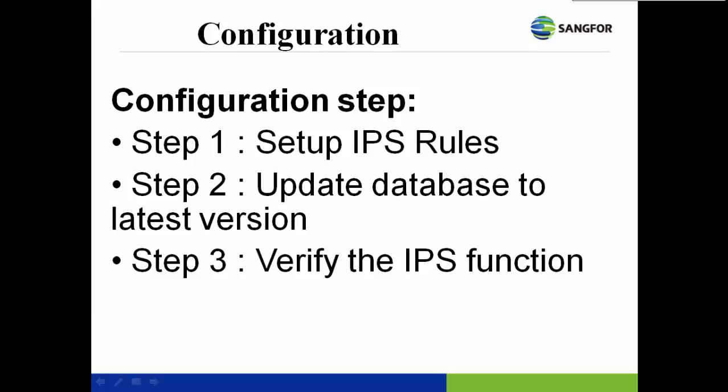Here we go for the three simple steps to configure the IPS. Basically, step one is to simply add the IPS rule with the zone and the involved IP group. The second step is to validate whether the database is the latest version or not, and also the IPS license. The last step is to launch a simple attack to verify whether the IPS configuration works properly or not.